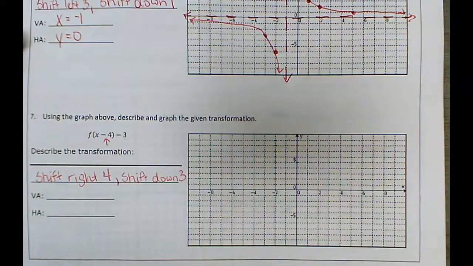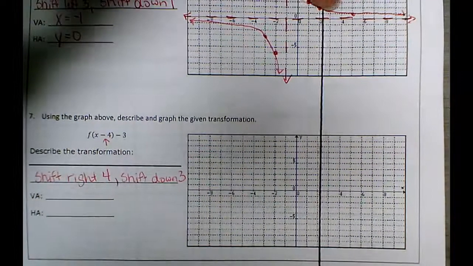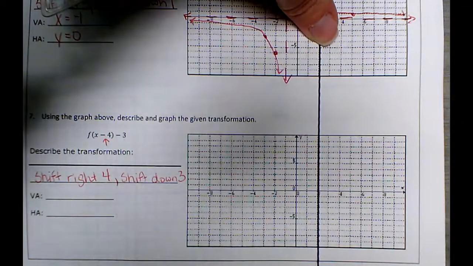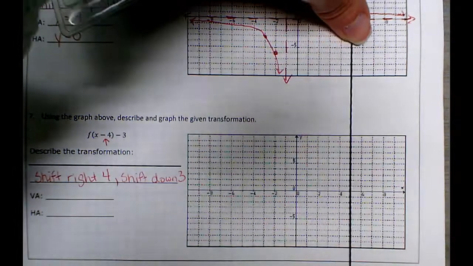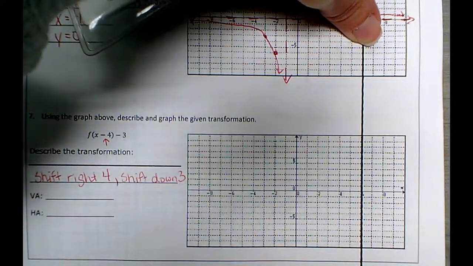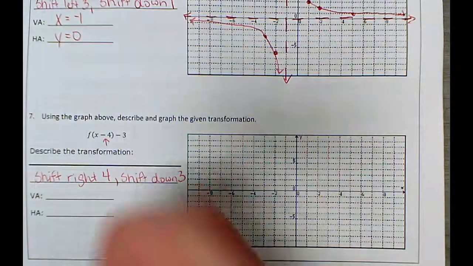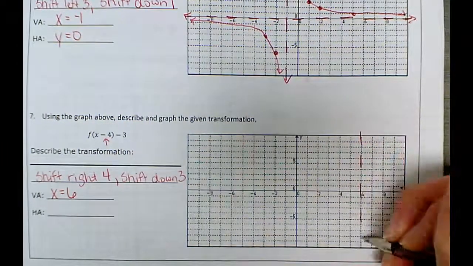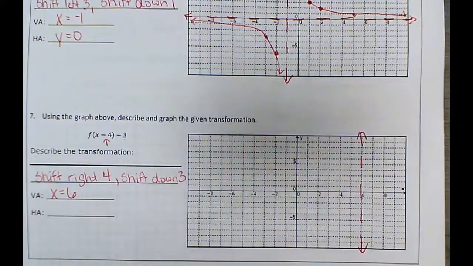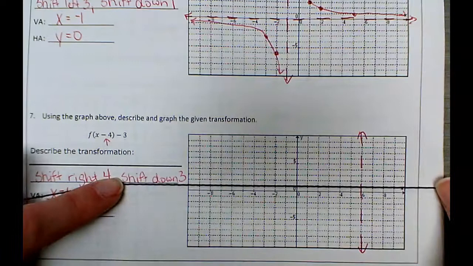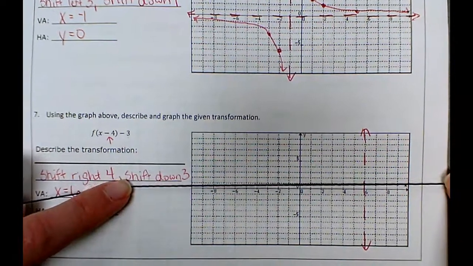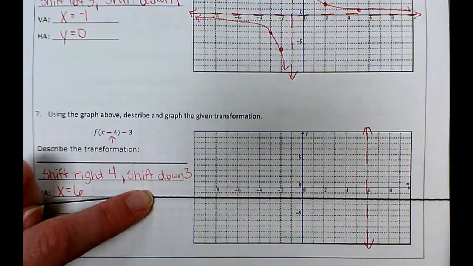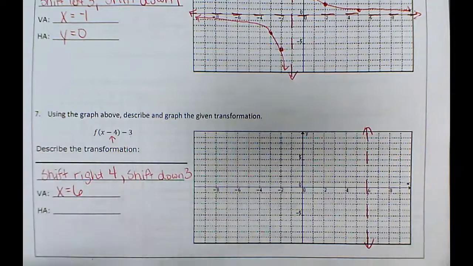The vertical asymptote used to be at x equals 2. Shifting down 3, 1, 2, 3 doesn't really do anything, but shifting to the right 4 will. So 1, 2, 3, 4. That's a new vertical asymptote at x equals 6. The old horizontal asymptote was going through a y value of 1. Shifting to the right 4 doesn't really do anything, but shifting down 3, 1, 2, 3 does. So that's going through a new y value of -2.